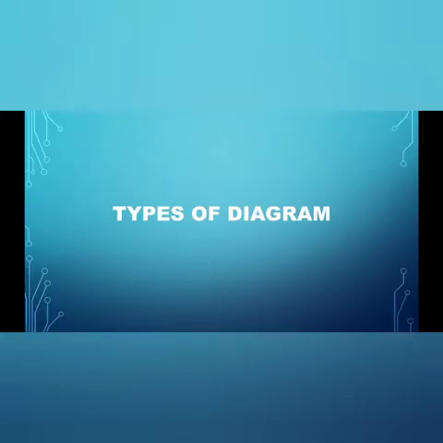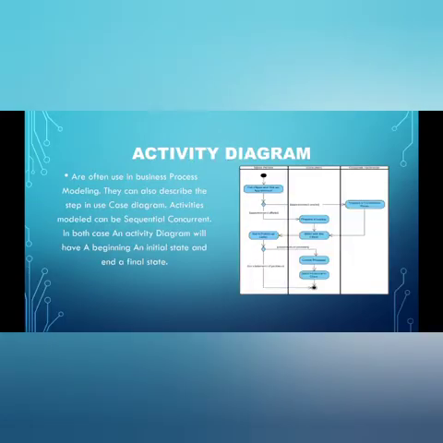Types of diagram. Activity diagrams are often used in business process modeling. They can also describe the steps in a use case diagram. Activities can be modeled as sequential or concurrent. In both cases, an activity diagram will have a beginning, an initial state, and an end, a final state.